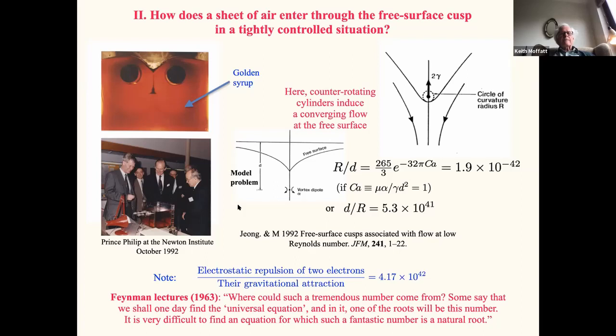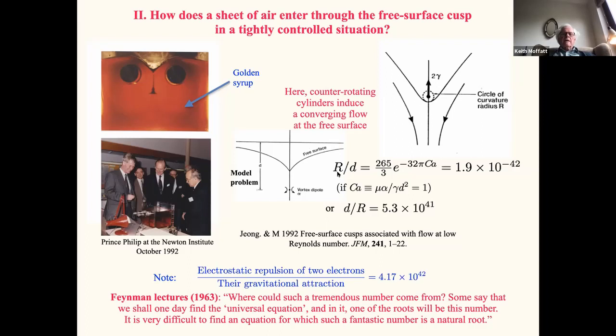Well, we can model this problem in this way with a free surface and the effect of the two cylinders being represented by a vortex dipole placed at a depth d below the undisturbed free surface. That's the depth of the free surface at infinity. Near to what looks like a cusp, you have this force of surface tension acting upwards at an effective position, center of a circle of curvature, which may have a radius of order r, the radius of curvature at this point.